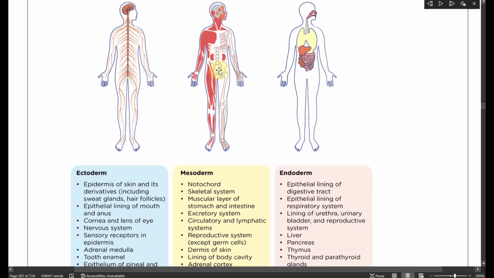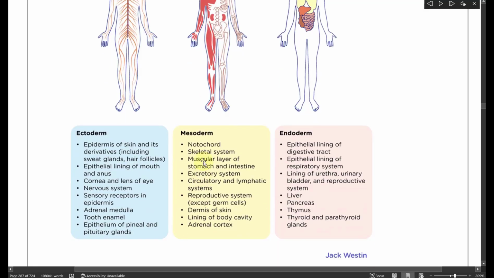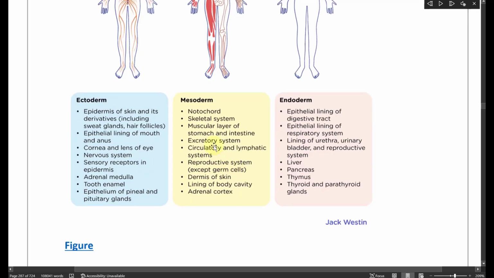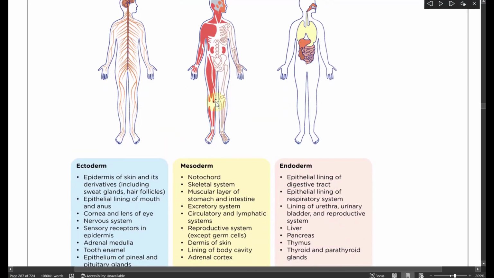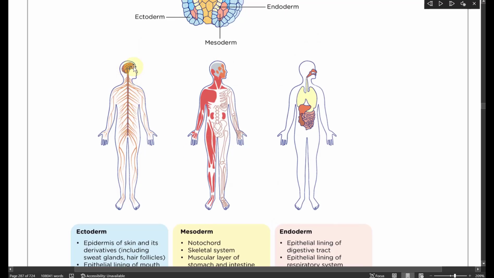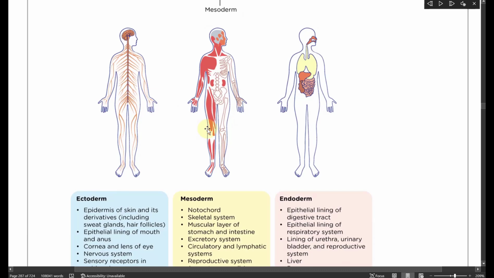Now the mesoderm, in between: the notochord, the skeletal system, the muscular layer of stomach and intestine, the excretory system, circulatory and lymphatic systems, reproductive systems except germ cells, dermis of skin, lining of body cavity, adrenal cortex. So you've got the skeletal system, some other muscular systems, etc. The ectoderm is more on the skin and nerves, and this is the muscles and skeletons.